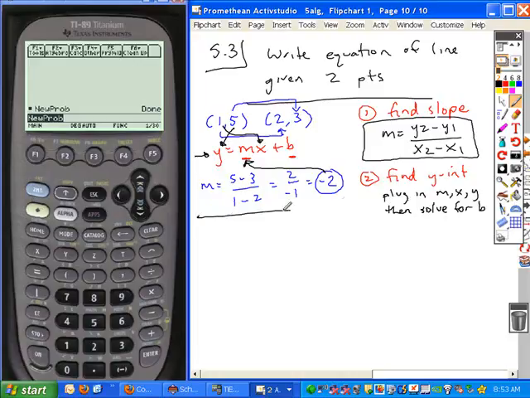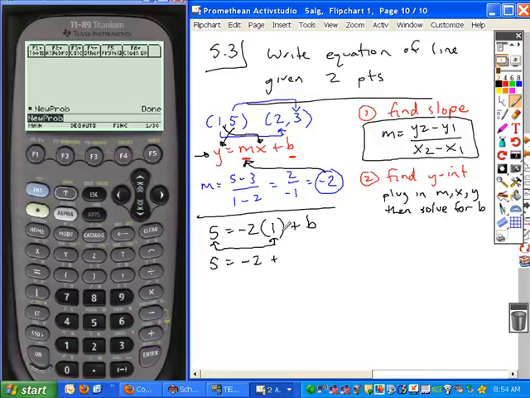So when I plug those in to step 2 here, I get 5 is equal to m, which was negative 2, times x, which corresponds to a 1. So again, what this is saying is when the x is 1, the corresponding y is 5. You're just plugging those values in. And then you're going to solve for b.